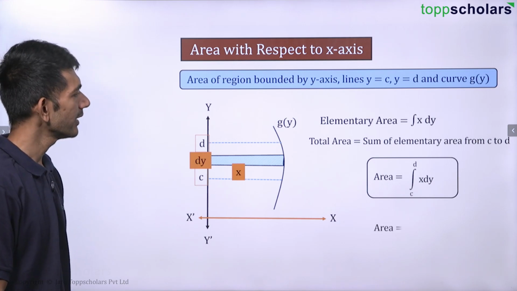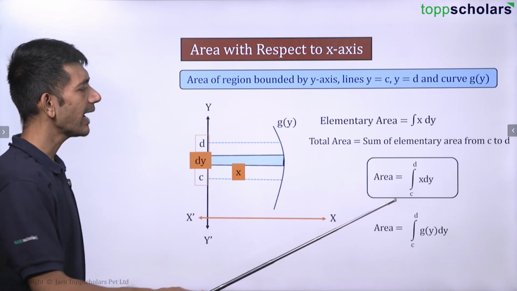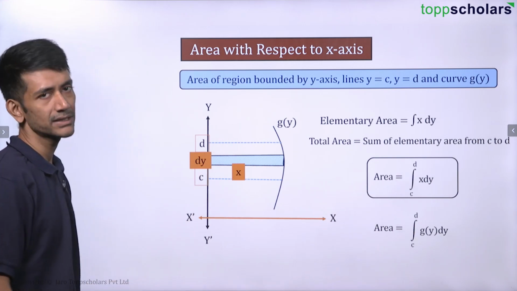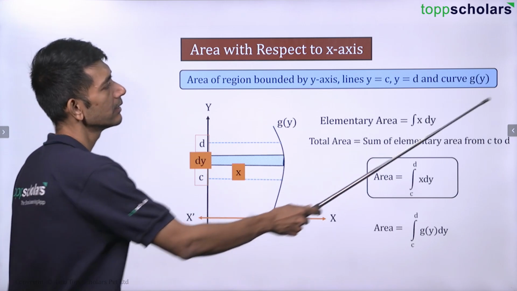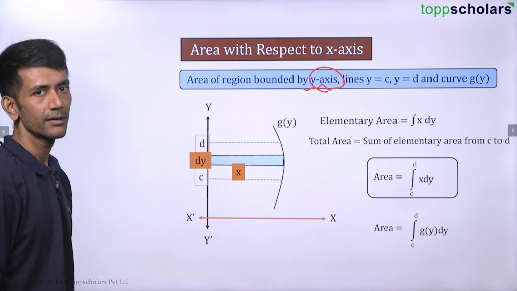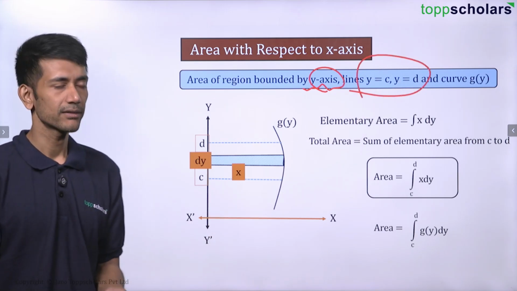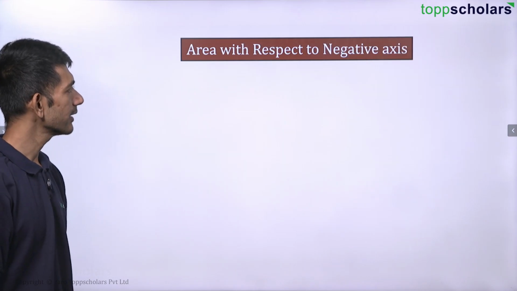Simple? Okay, let's continue. Exactly opposite of the previous one. There we had y dx, here we have x dy. Because we are bounding the lines by what? Since we are bounding the lines by the y-axis, and the lines y is equal to something which is parallel to the x-axis. Okay, let's continue.